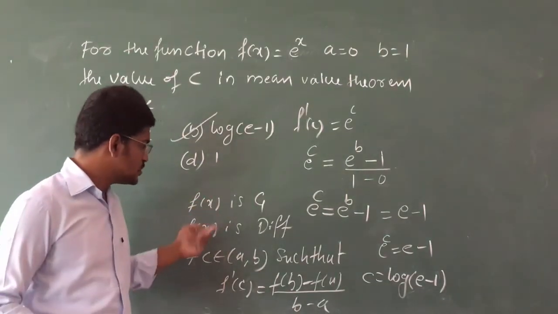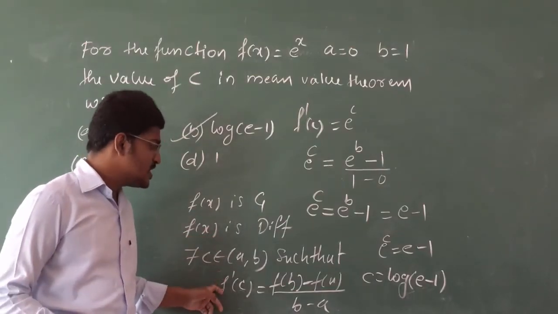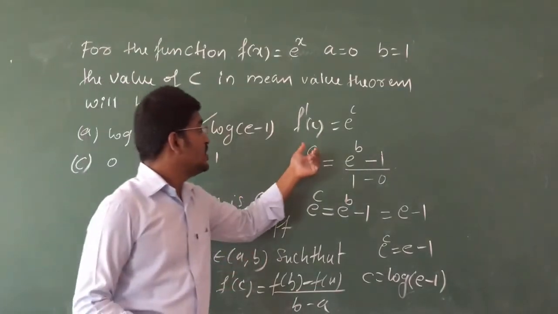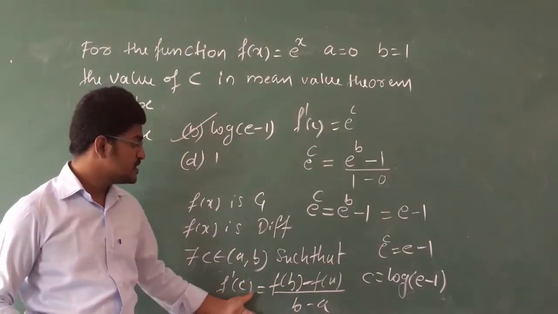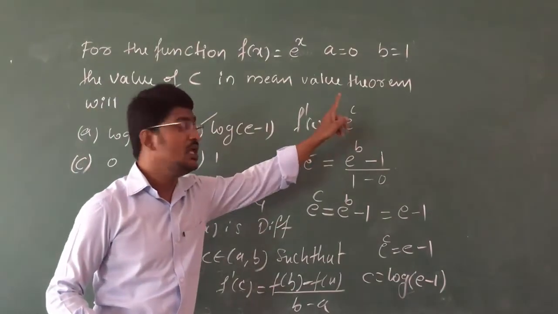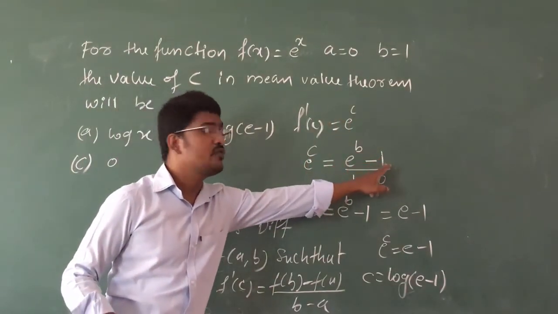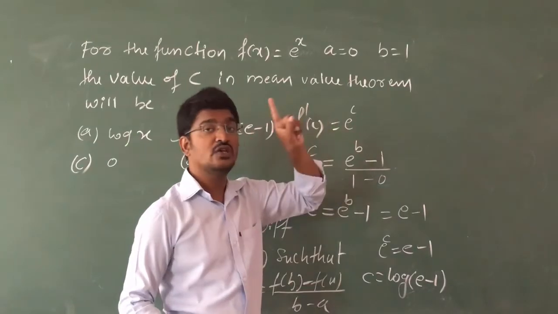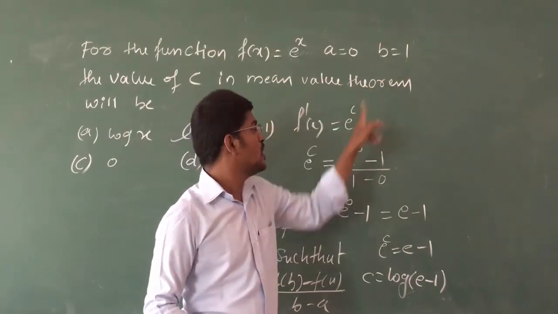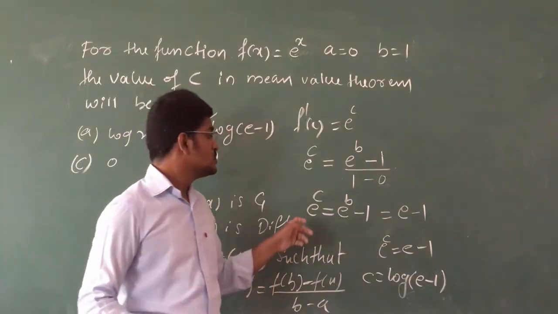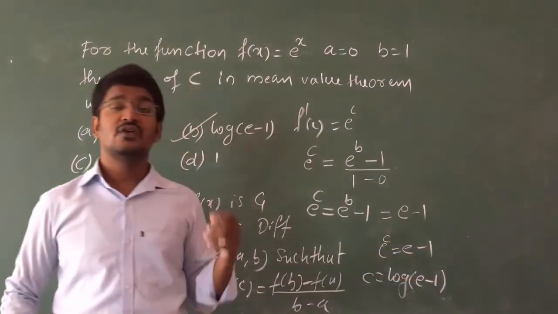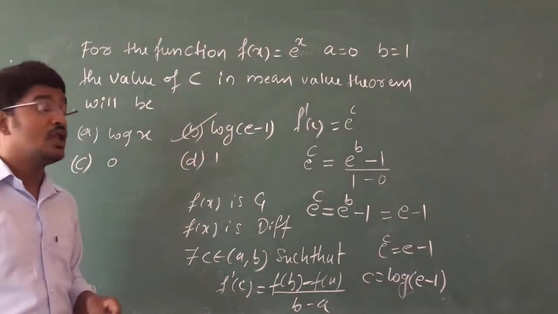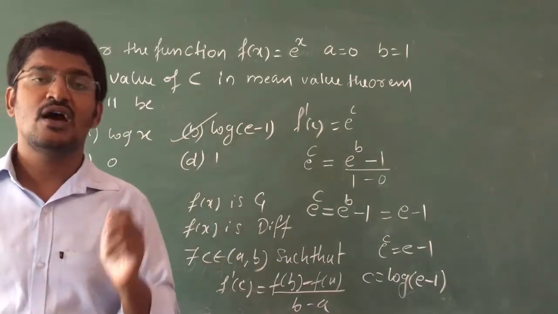These are the two conditions for Lagrange's theorem. Hence f'(c) equals (f(b) minus f(a)) divided by (b minus a). Using all this, I take the f'(c) formula. f'(c) is equal to e to the power of c. e to the power of c equals f(b) minus f(a). Here f(a) means e to the power of 0, which is 1. The b value is 1, e to the power of 1 is e. Clear? So e to the power of c is equal to e minus 1. If I simplify that, c is going to be equal to log of (e minus 1). Hence option B is the correct answer.